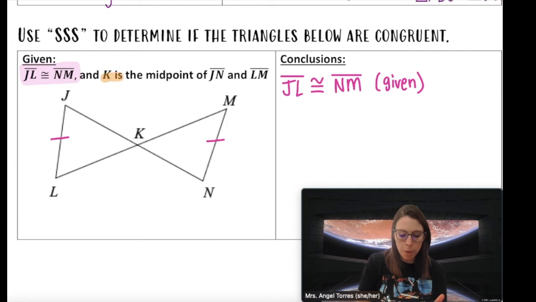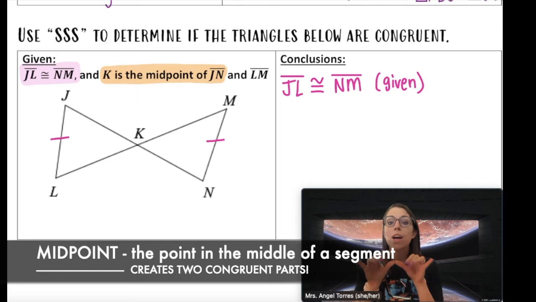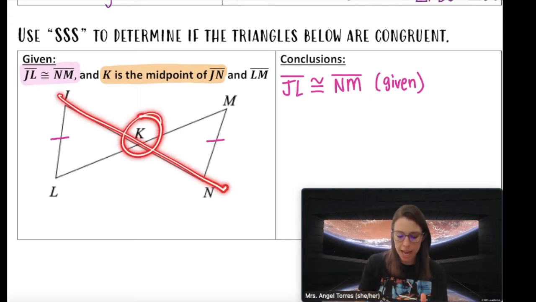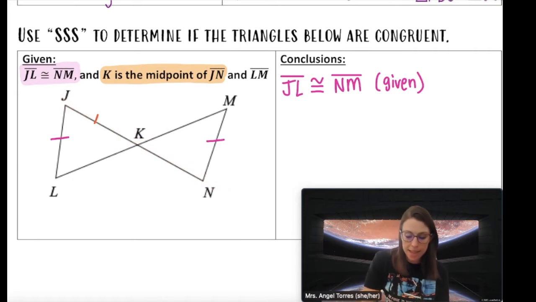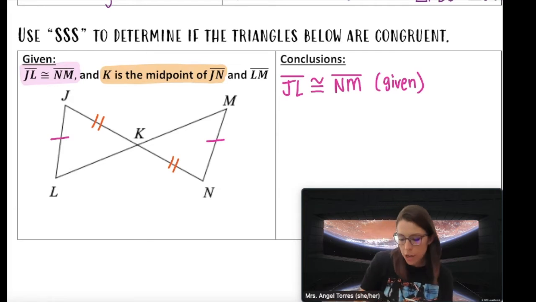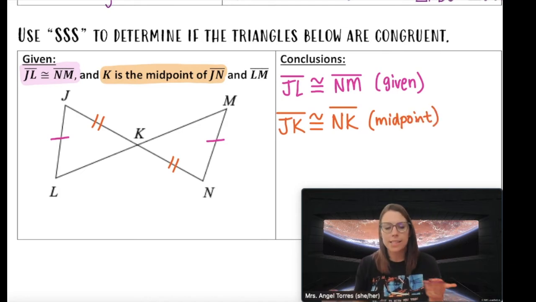We're also given that point K is the midpoint of JN. Let's start with that, midpoint. That means the point directly in the middle of the segment, breaking it into two congruent parts. So K here is the midpoint of JN. We can conclude from that that the length of JK is equal to the length of NK. Those are congruent segments. So I'm going to add that over here to my conclusions. JK is congruent to NK, and that's because we were given the midpoint information, right? If there's a midpoint, then it's going to make congruent segments.